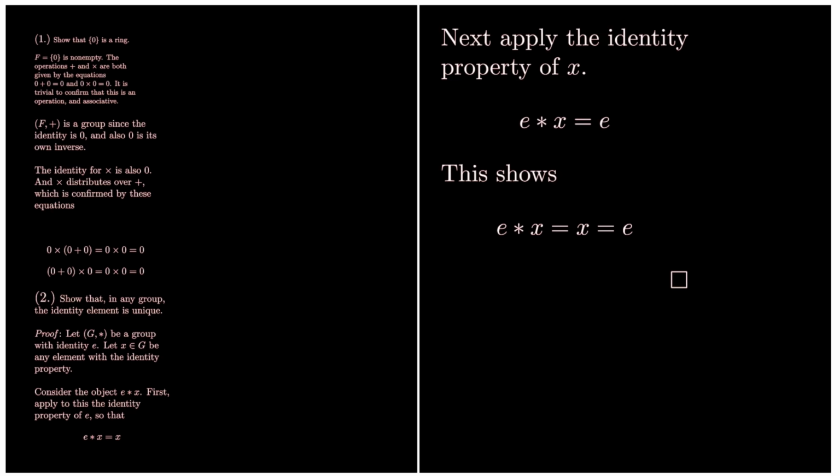And so if we total everything that we have discovered so far, we earlier showed that EX is X, but now we've just shown that EX is also equal to E. So all three of these things must be equal to each other. And the part that we really care about is that X is equal to E, what we set out to show in the first place. And so the proof is now complete.